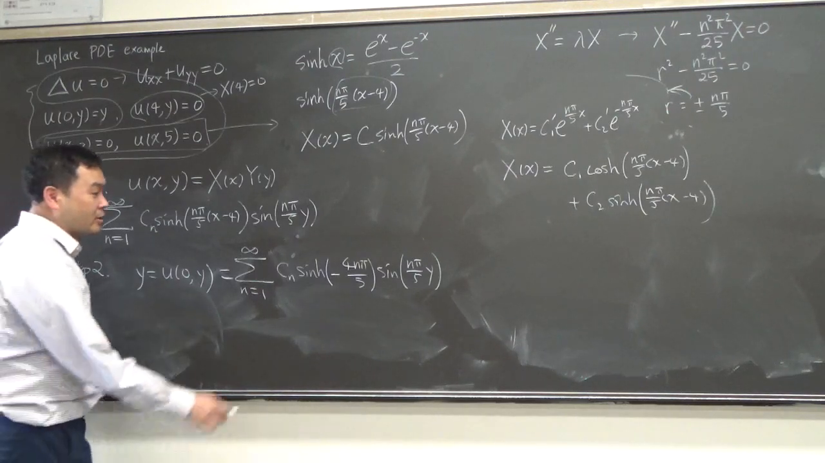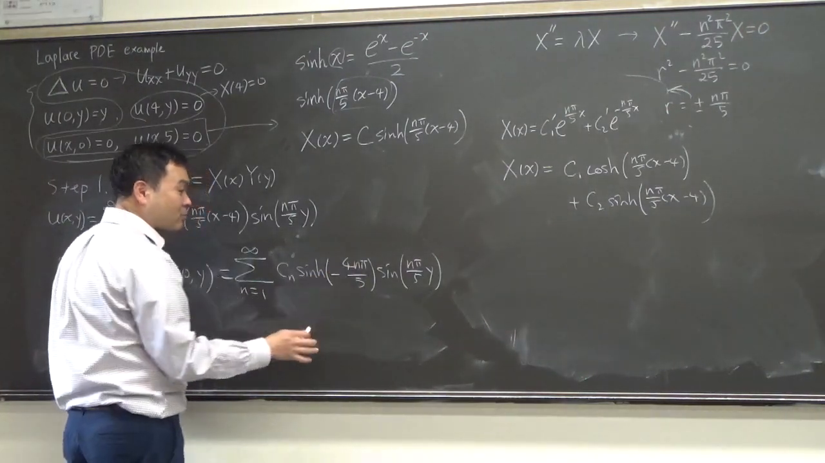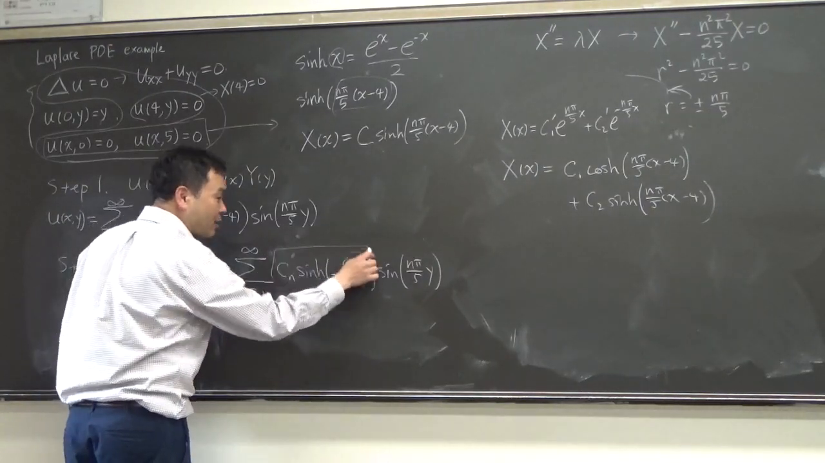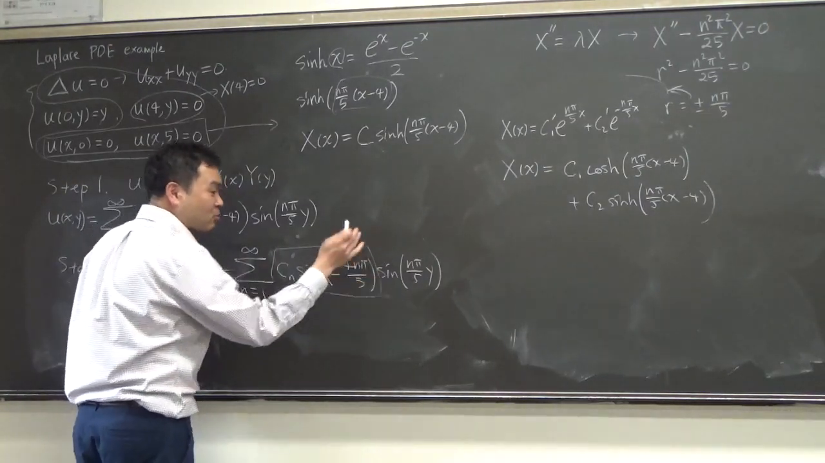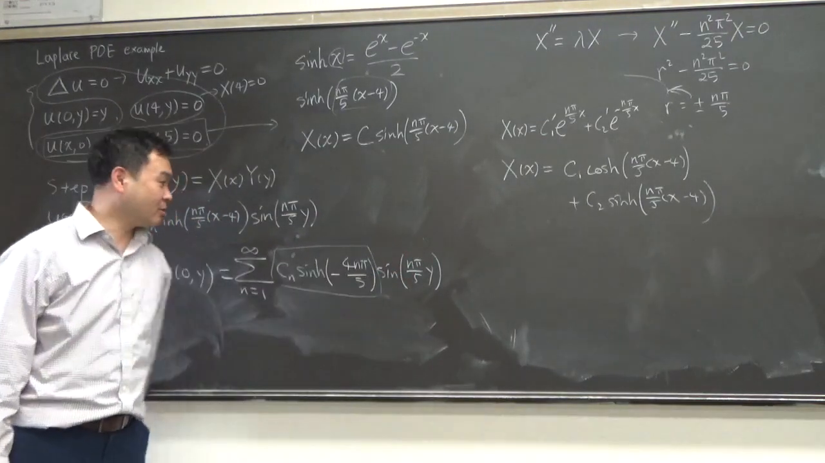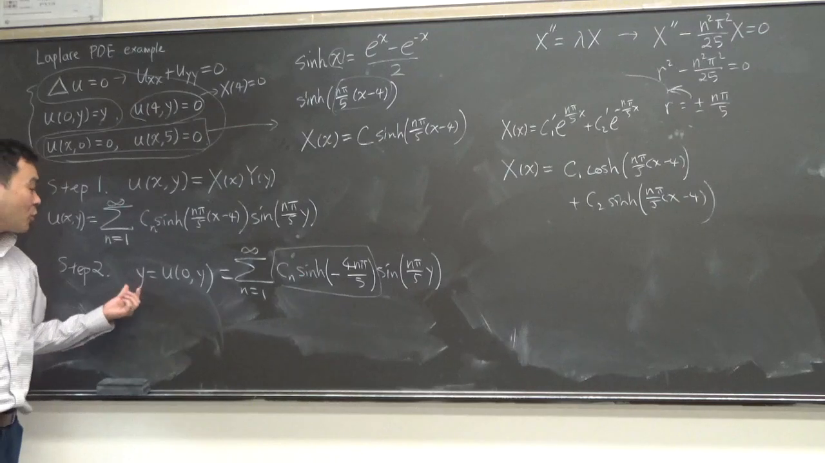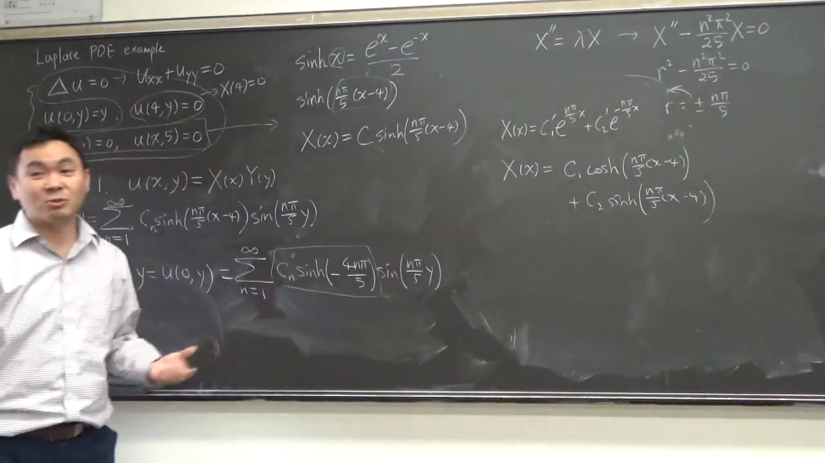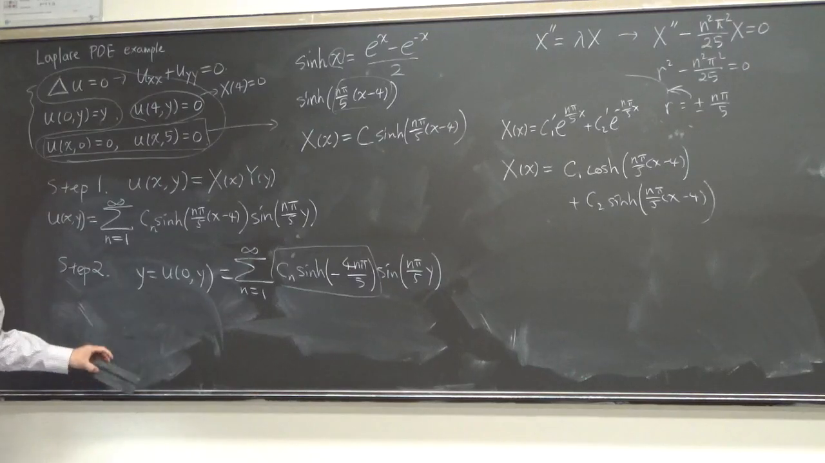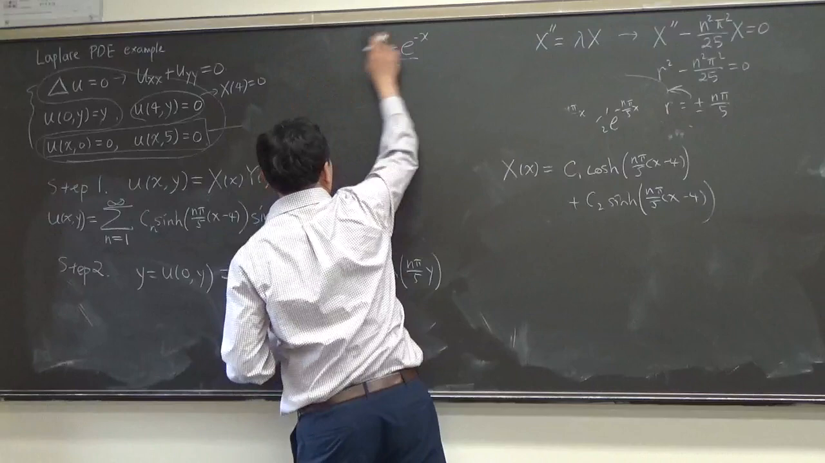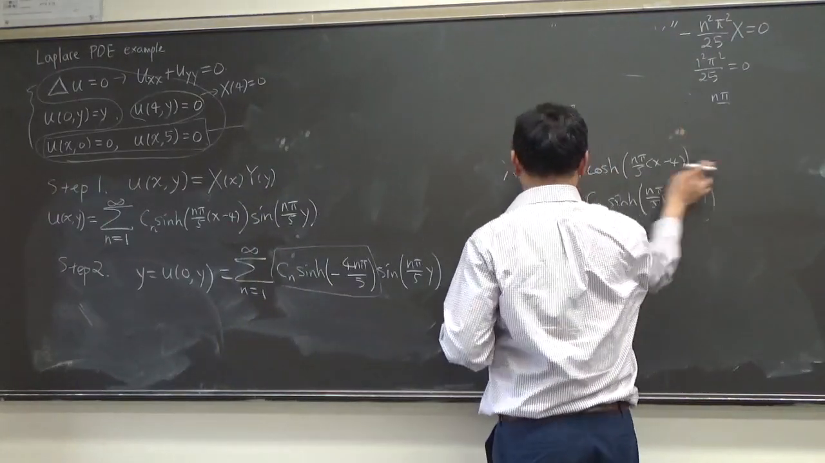And again, even if this has an n there, for each fixed n, this is a number, right? So you really have a number times a function of y, a sine of something, okay? And you're trying to express y as a sum of sine functions. What is that called? Fourier sine series. Yes, that's called the Fourier sine series. So now let's try to apply the Fourier sine series.